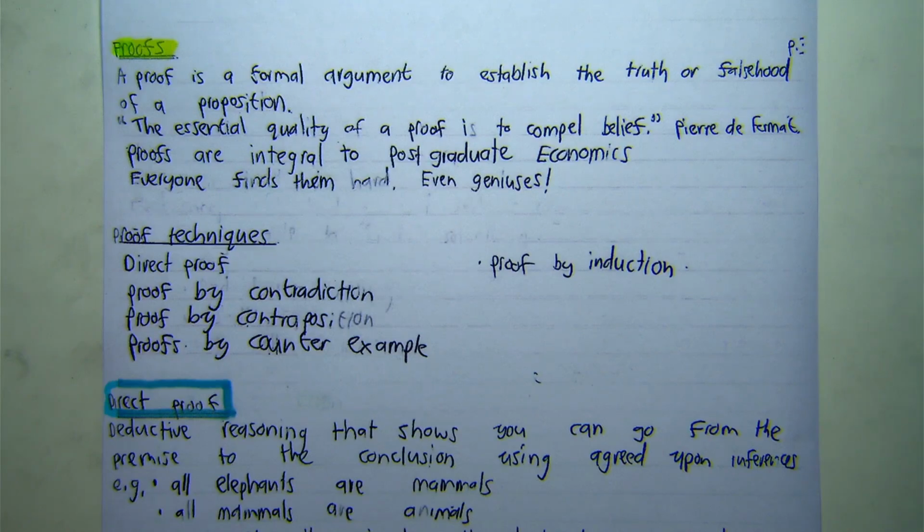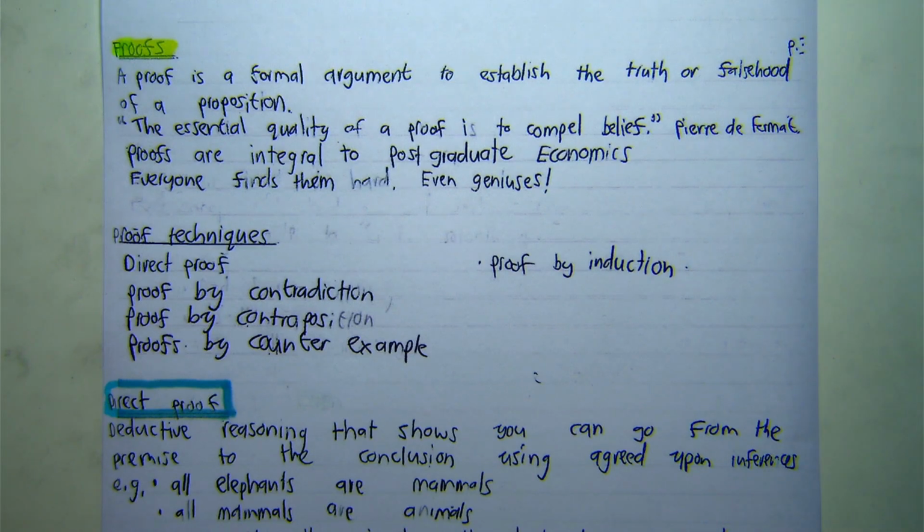Hey, in this video we're going to be looking at proofs, specifically direct proof and proof by contradiction, as well as a brief introduction to proofs at an overview level. So what is a proof? A proof is a formal argument to establish the truth or falsehood of a proposition.